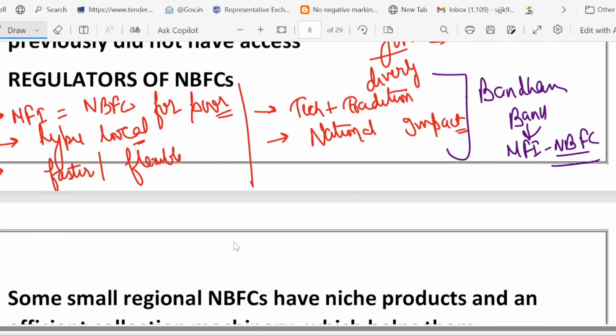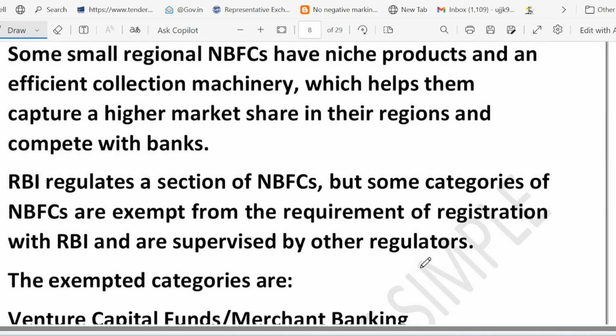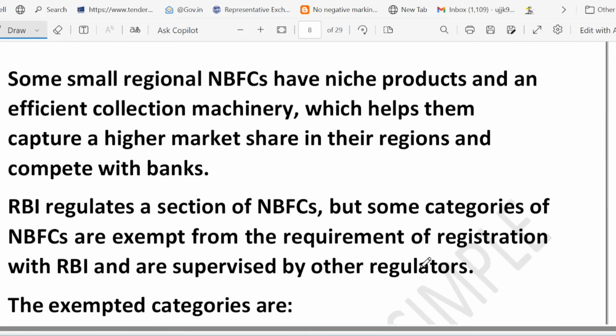Now let's switch our focus to the regulators of NBFC. Who are the regulators of NBFC? Have a look. So friends, did you know that not all NBFC are regulated by RBI? Some have a different watchdog. Let's break down who keeps an eye on these financial players and why some get a free pass from RBI regulation.